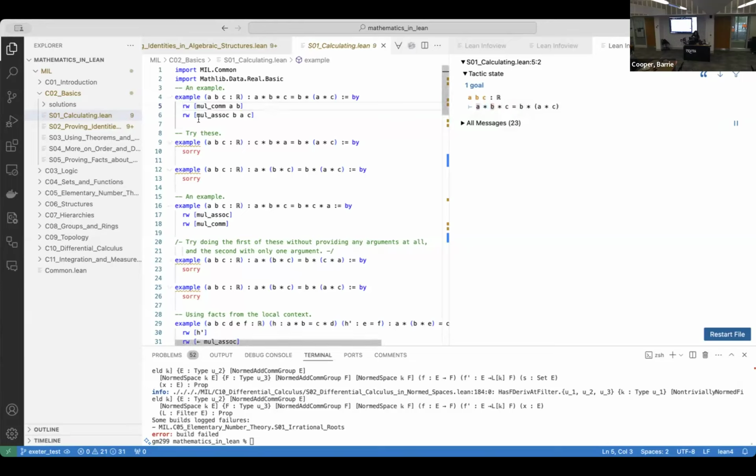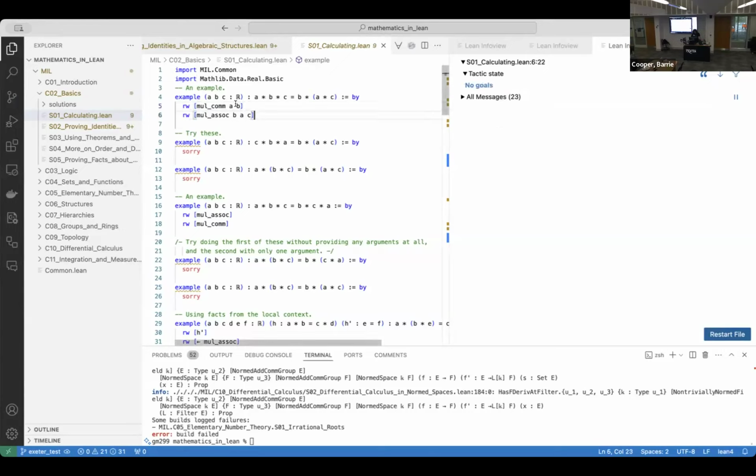So we're just going to use commutativity of multiplication for real numbers, which is already given to us. That's this result here, and we can see what it says. It's not for real numbers, it's for commutative magmas, but real numbers are commutative magmas. So we apply that, and it just replaces the A times B with B times A. And then we just apply associativity, and that completes the task.